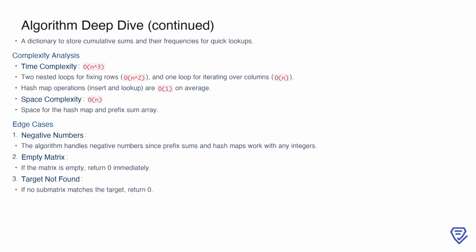In terms of complexity, this method has a time complexity of n cubed: 2 loops for fixing rows and 1 loop for iterating over columns, while the hash map operations are constant time on average. The space complexity is n, due to the hash map and prefix sum array. Additionally, the algorithm handles edge cases like negative numbers, empty matrices, and scenarios where no submatrix matches the target, making it robust and versatile for a wide range of inputs.